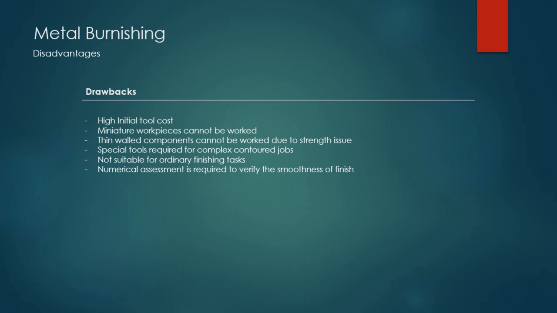Moving on to drawbacks of this process, a high initial tool cost is involved because burnishing tools in some cases can be customized ones based on the complexity of your job. But nevertheless, for the tool itself, a high initial cost is required because the tools are made of special hardened materials like cemented carbides or tungsten carbide tools, diamond tools, hardened steel tools. So making up these tools with good quality material will take up some initial cost. So this is one of the drawbacks of it.